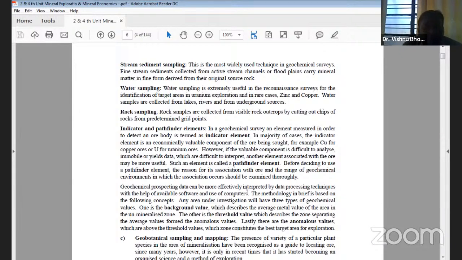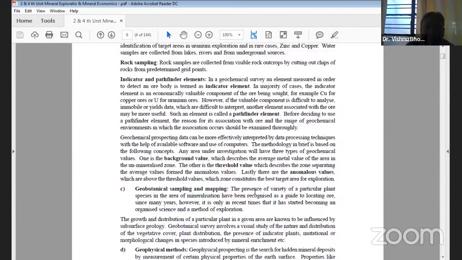One more term we will use is the indicator or pathfinder elements. In particular, when you come to geophysical surveys, an element which is measured in order to detect an ore body is an indicator element. In the majority of cases, the indicator element is an economically valuable component of that ore, for example copper for copper ore deposits or uranium for uranium ores.